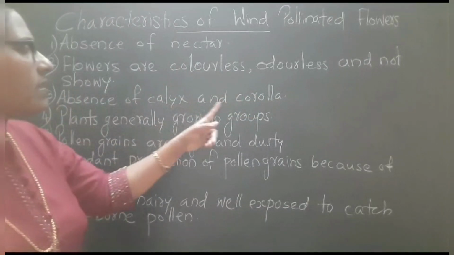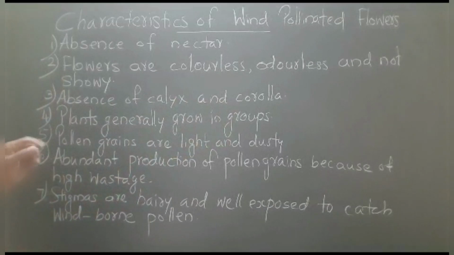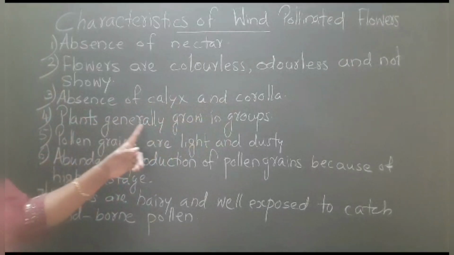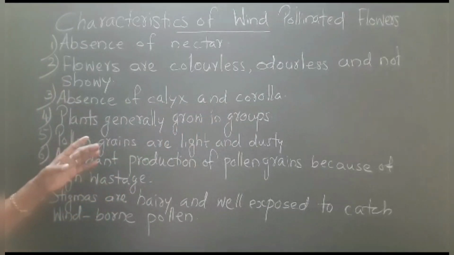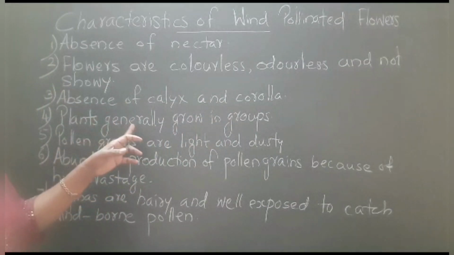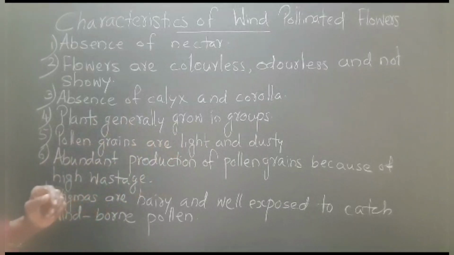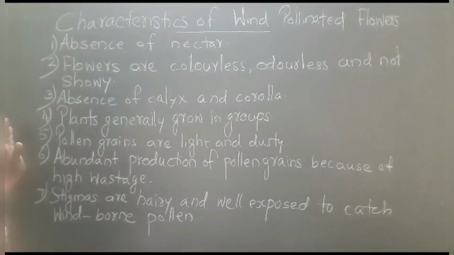Absence of calyx and corolla. There is no calyx and corolla. Plants generally grow in groups. This kind of plants usually grow in groups. Then pollen grains are light and dusty. Then only wind can carry them.